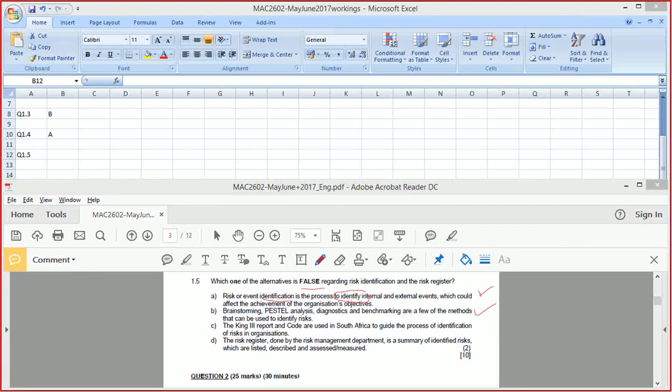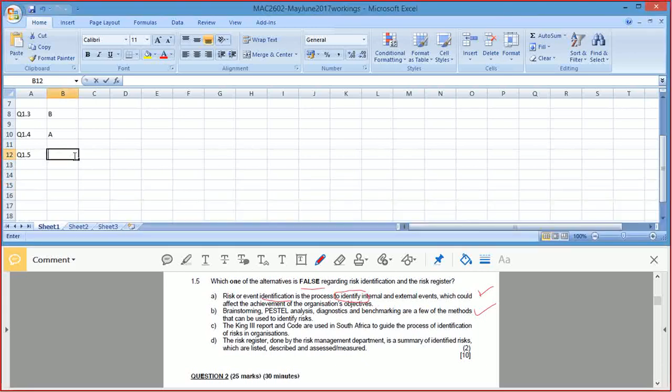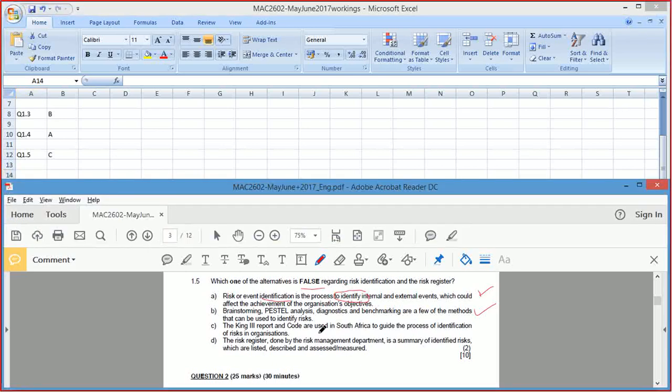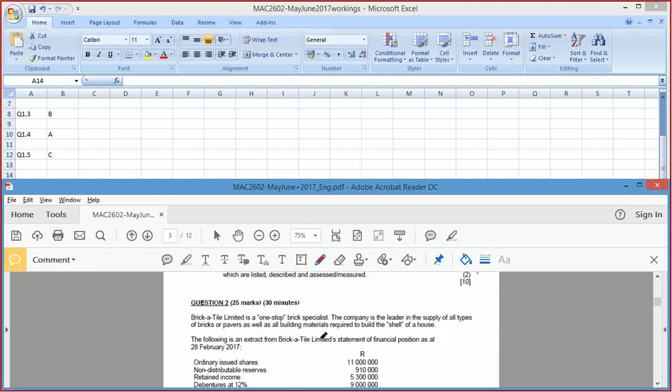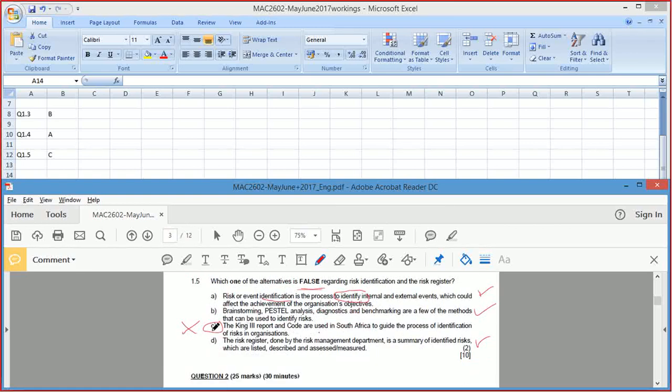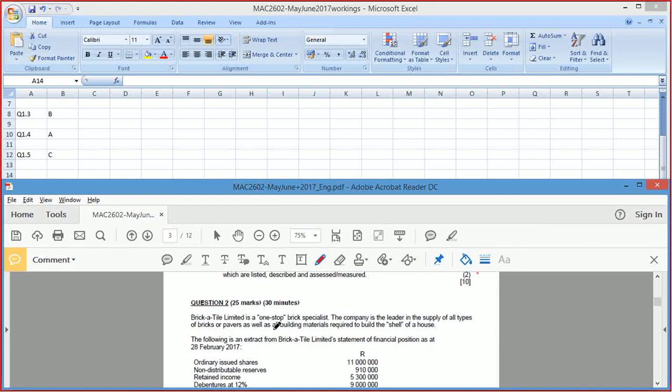Let's just double check risk register. It's just after the documentation of risks. A risk register: summary of identified risks which are listed, described, and assessed and measured. Perfect. So C obviously isn't right. Okay, and there you go. See, 10 marks for doing that, and that took us 12 minutes. But that's even with checking and discussing and all of that. So obviously, having studied this, you should be able to do it a bit quicker. So C was false, which is the right answer, because we're looking for the one that's wrong.